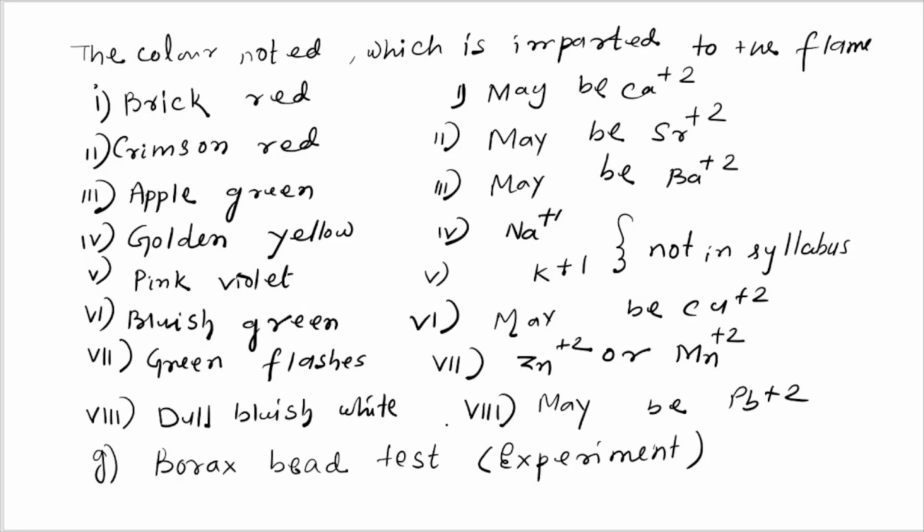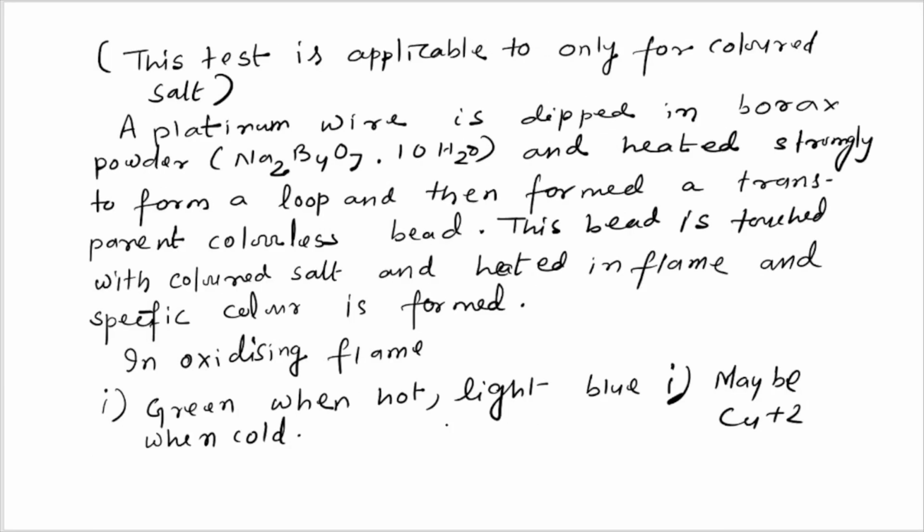Borax bead test. Borax means one compound which is in powder form, and this test is only applicable to colored salt, just like copper. Copper sulfate is a colored one. Similarly, it is applicable to colored salts. A platinum wire is taken, dipped in borax powder. Borax, the formula is Na2B4O7·10H2O. The platinum wire dipped in borax is heated strongly, and a bead is formed on the loop.